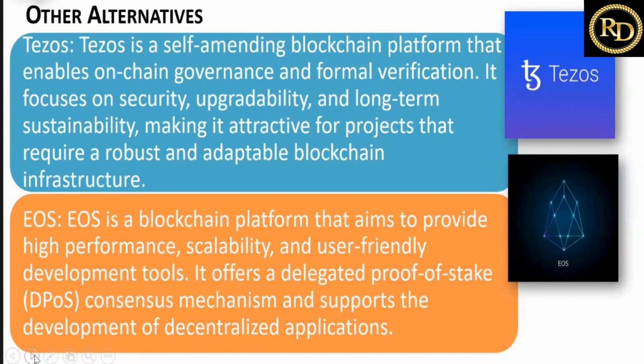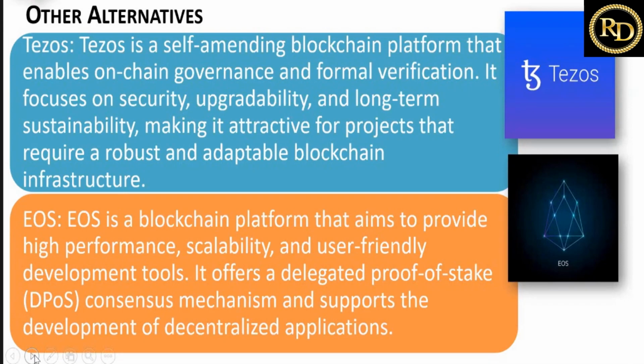Tezos is another self-amending blockchain platform that enables on-chain governance and formal verification. This is very important because it is heavily focused on security and upgradability. When we talk about food safety, Tezos can provide a very valuable option. And EOS is another platform that aims to provide high-performance scalability and user-friendly deployment tools. It offers a delegated proof-of-stake consensus mechanism and supports the development of decentralized applications. Now, you'll hear these words, proof of work and proof of stake, regularly.